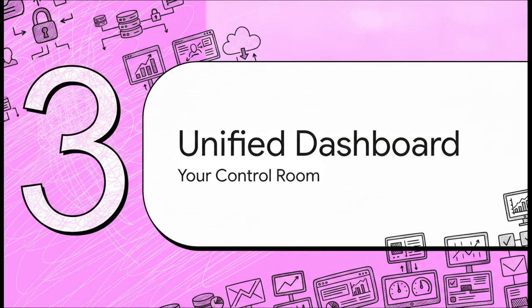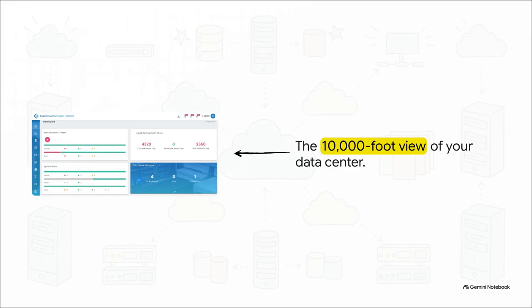All right, Section 3, Navigating the Unified Dashboard. Welcome to your control room. Welcome to the 10,000-foot view. This is your commander's view of the entire data center. From this single unified dashboard, you can instantly monitor your overall system status, keep a really close eye on your rack server pod health, and visualize your data center resources.